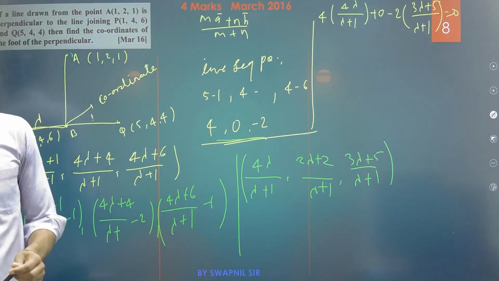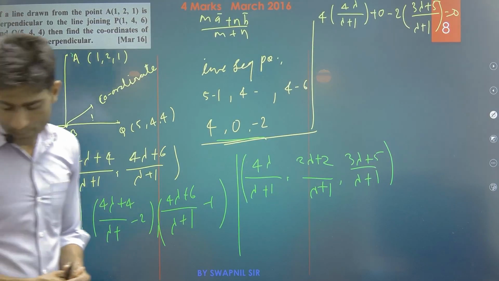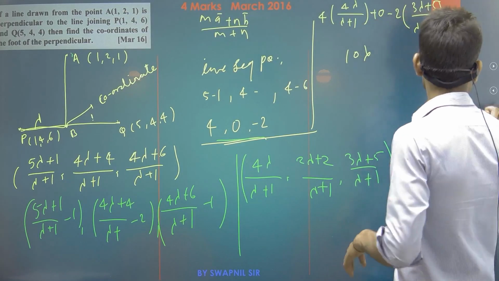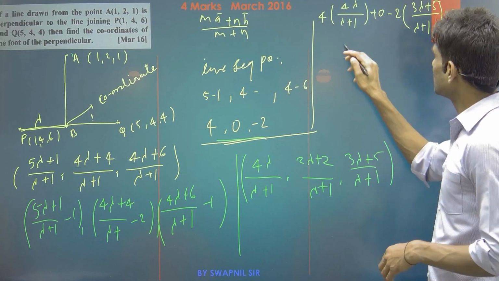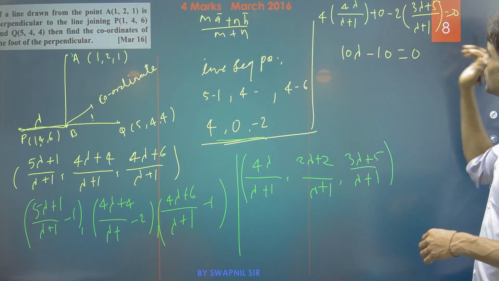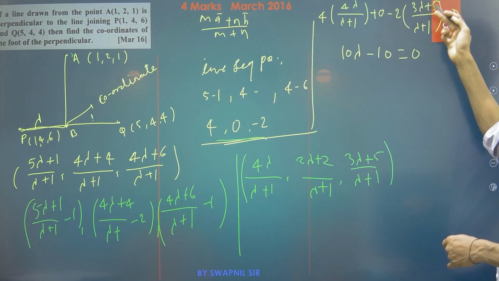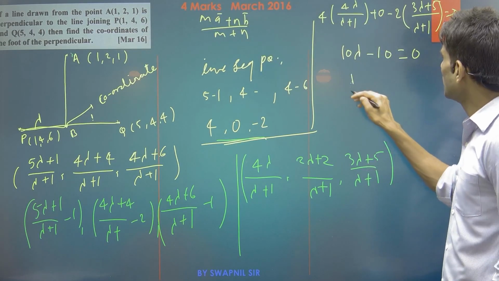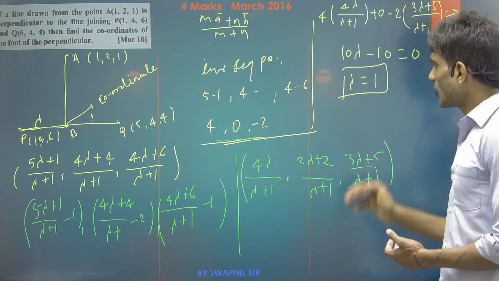So you will get the value as 10 lambda minus 10, which is equal to 0. These are the quite bit calculation-based part, so that's why I'm skipping there. Lambda plus 1 goes to 0. So 4 lambda into 4 lambda, 16 lambda minus 2 threes are 6 lambda, minus 10. You have to go for the calculation. So we will get lambda equal to 10 upon 10, which is equal to 1 here. So I got the lambda which is 1.